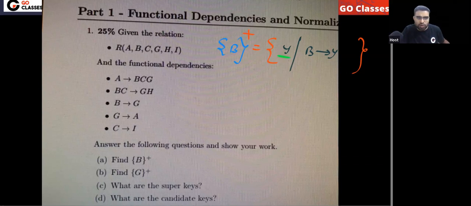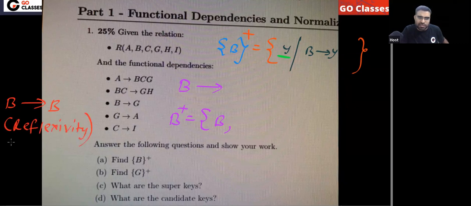So tell me, which attributes can B determine? I can say B can determine B. In this B plus, you will put B. Why? What is the reason? B can determine B because of reflexivity. This is your reflexivity law, or I can say this is your trivial functional dependency.